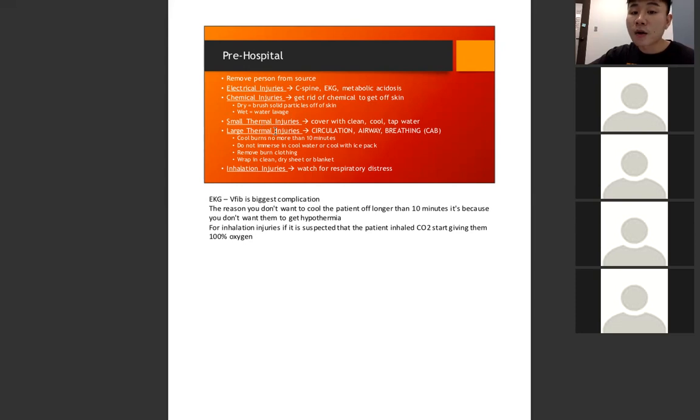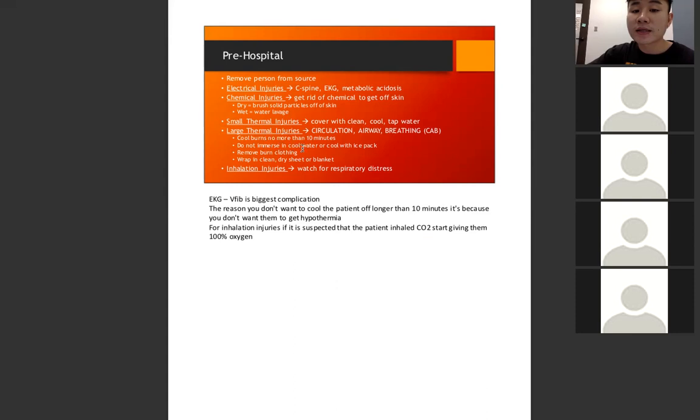So if it's a small thermal injury, we cover with clean, cool tap water. If it's a large thermal injury, it can affect circulation, airway, and breathing. For the large thermal injury, we have to consider the circulation first before the airway and the breathing. It's reversed. So cool burns no more than 10 minutes.